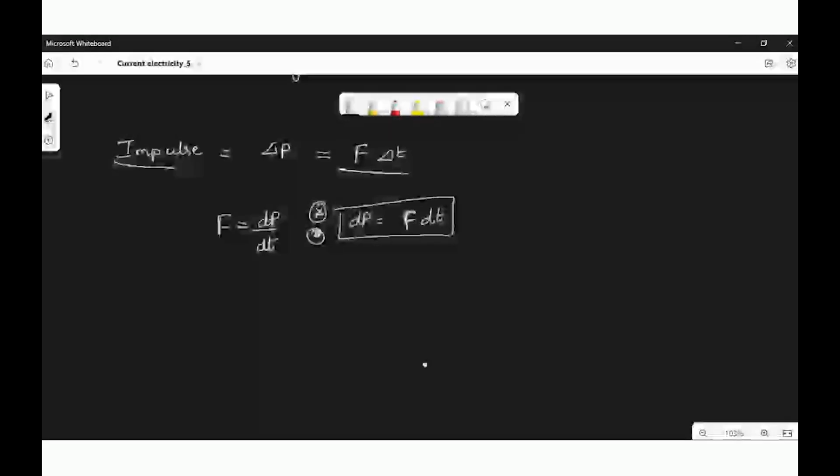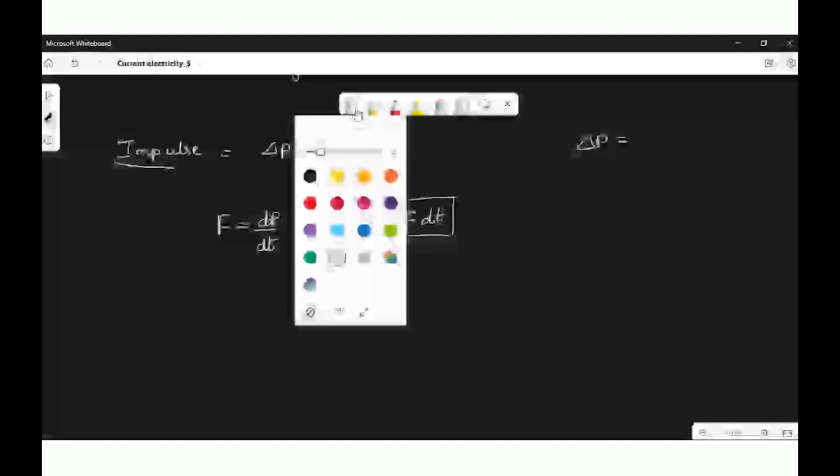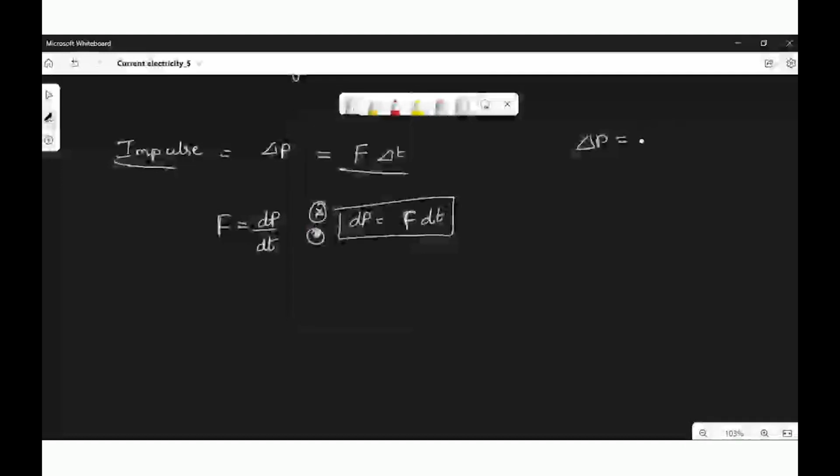The change in momentum, delta P, is equal to P final minus P initial. The final is M into V, but initially it was exactly opposite, so one of the velocities should be taken as negative. Again, M into minus V.